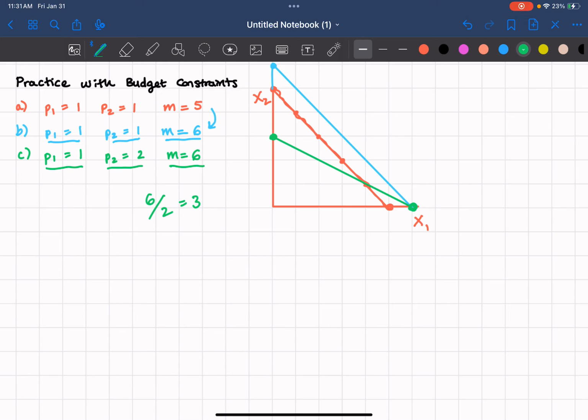Connect those 2 dots, and you can see, compared to part B here, what happens when the price of one good increases? The budget line does this pivot. The slope changes because the relative prices of these 2 goods have changed. The X-intercept is the same because if I spend all my money on good 1, I still have $6, so the price of good 1 is still $1. So that doesn't change, but the Y-intercept and then the slope changes. So I hope that's clear. That's some extra practice with budget constraints.